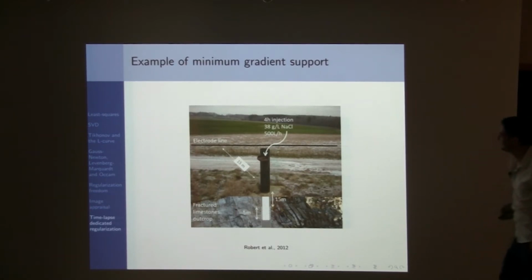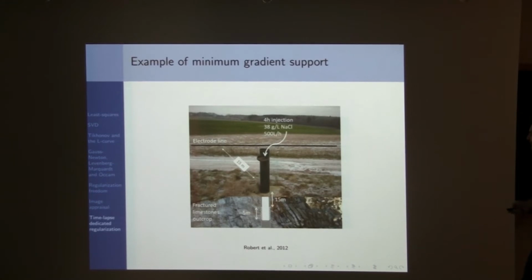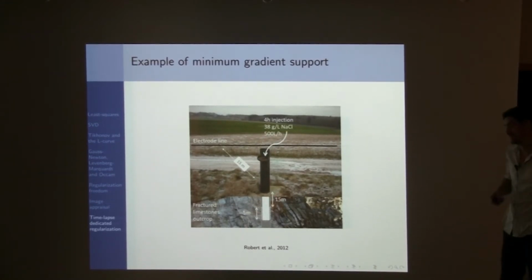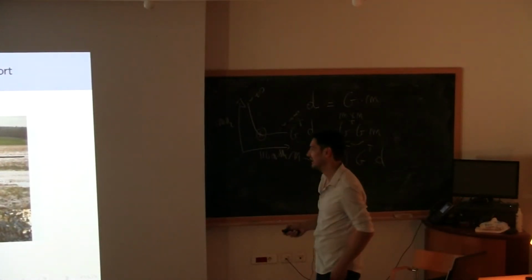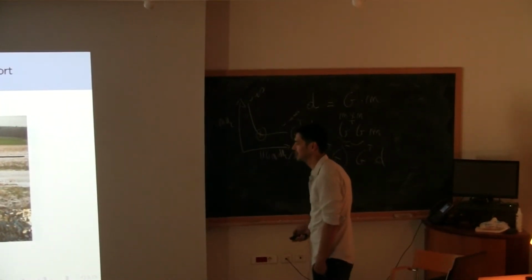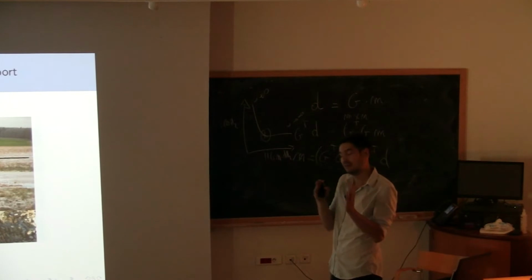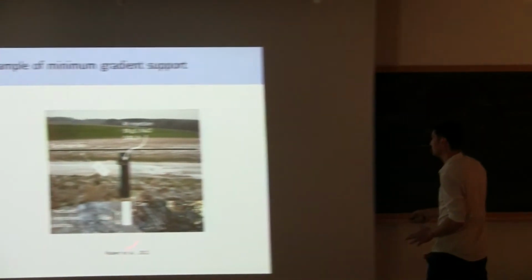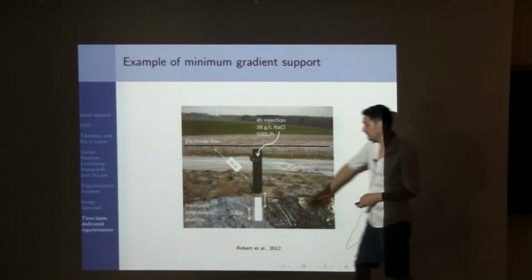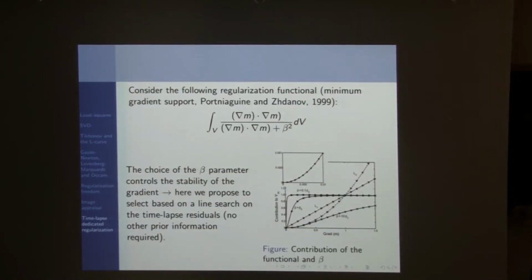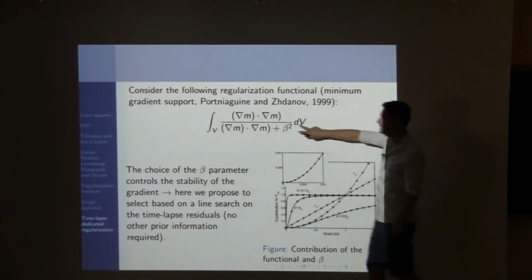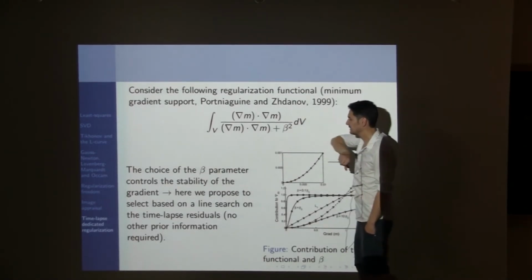So 2 minutes. This is another example of minimum gradient support. This was a tracer test that we did in fractured rock. The idea here is to try to find a functional that could be adapted for time lapse and used to find a salt tracer in a restricted area in fractures, because it would just go through the fractures since the rock is so massive. So we use this functional, the minimum gradient support, which is defined here.